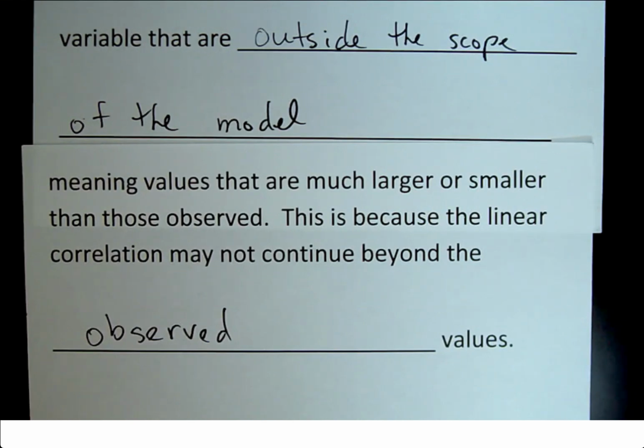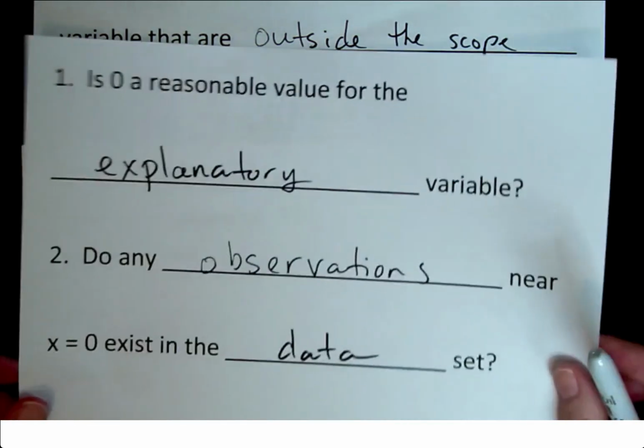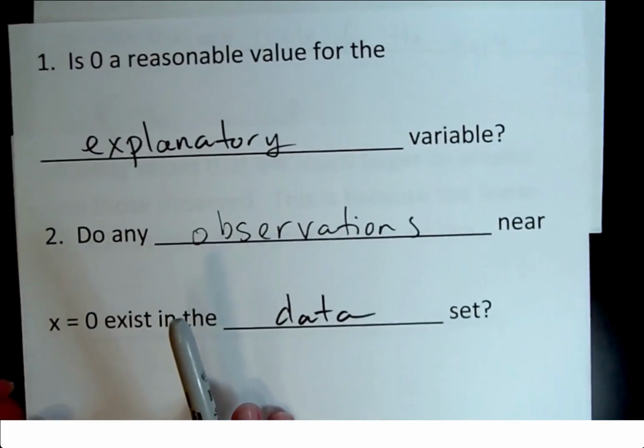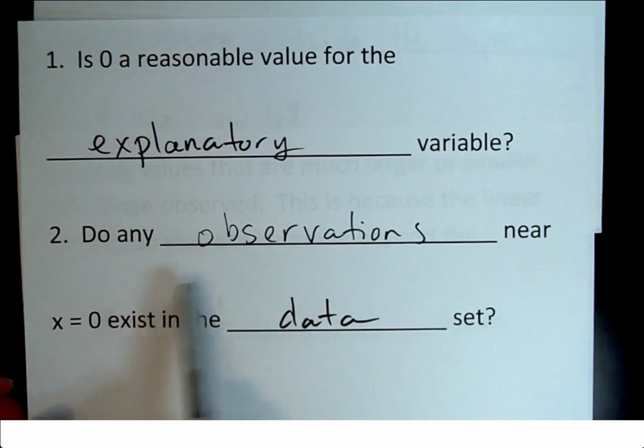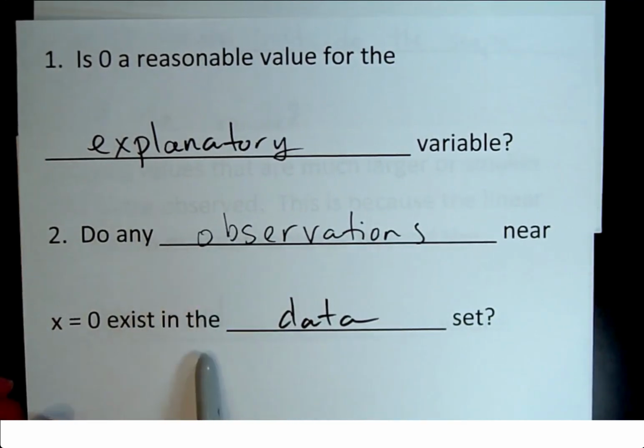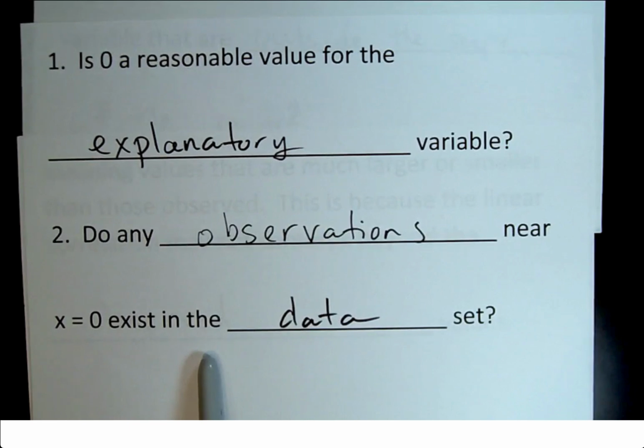So the point of question number 2, that you ask yourself before you try to interpret the y-intercept, do any observations near x equals 0 exist in the data set? You're really asking yourself, is x equals 0 in the scope of the model? Any x value that's not in the scope of the model, you're not going to use with that model, with that equation.